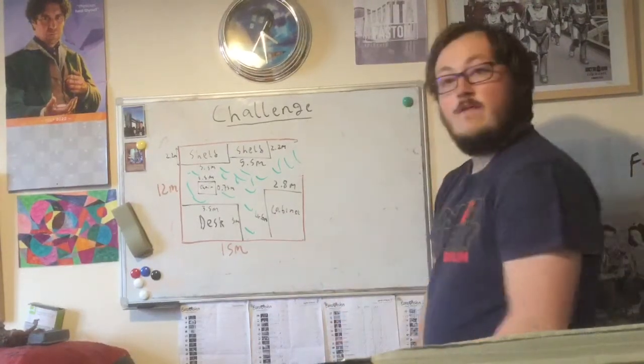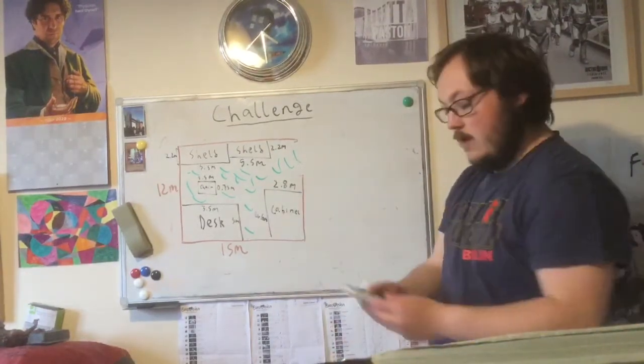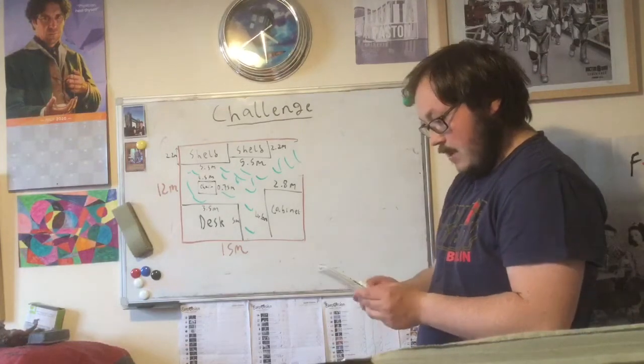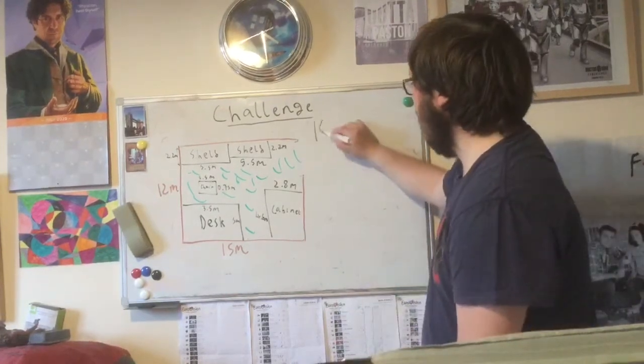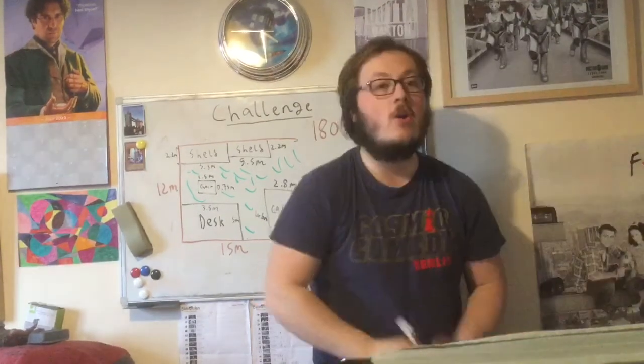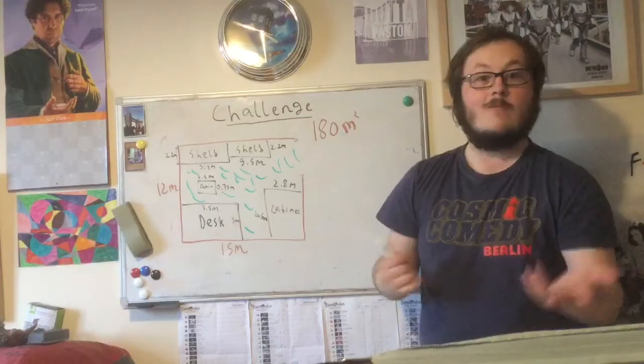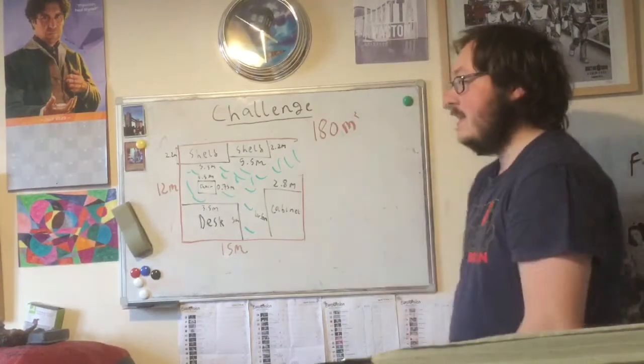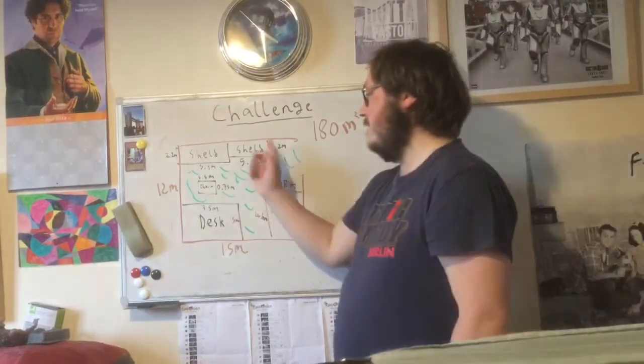So, the area of the whole room is 15 by 12, so let's multiply them. And you will get 180 meters squared, because it's area, square area, get it? Now, let's work out the area of each of these objects.